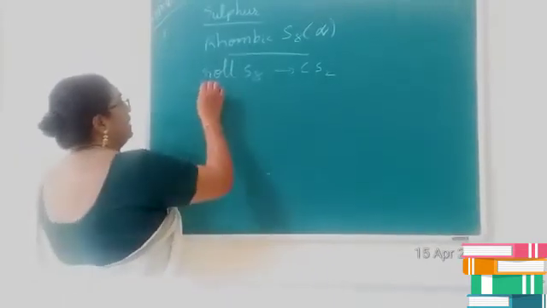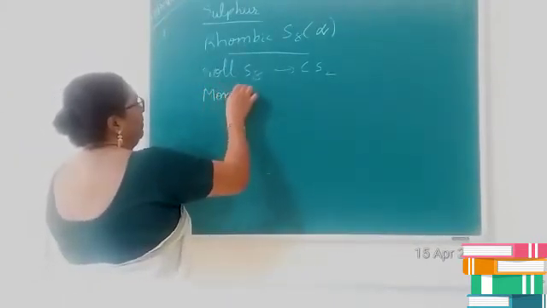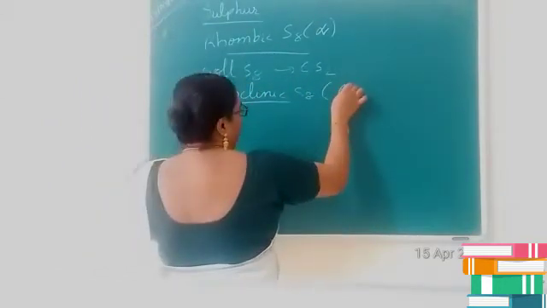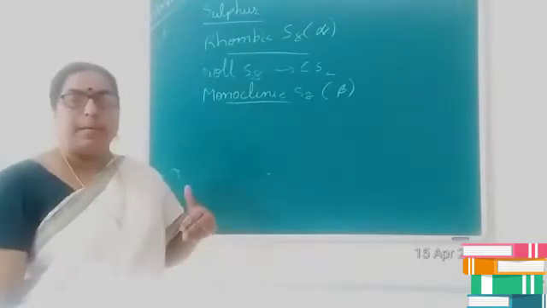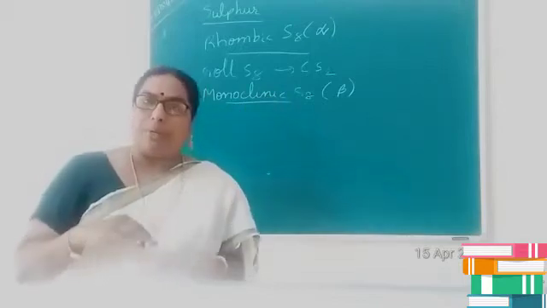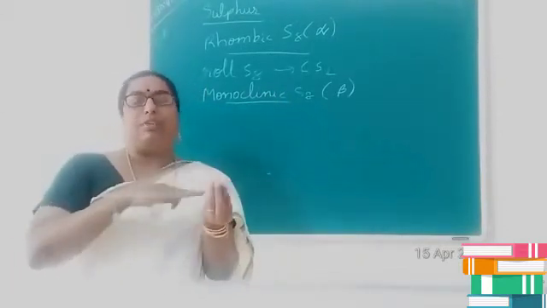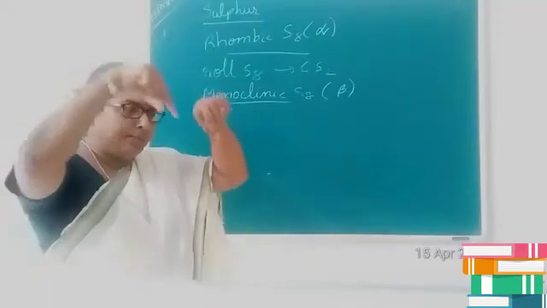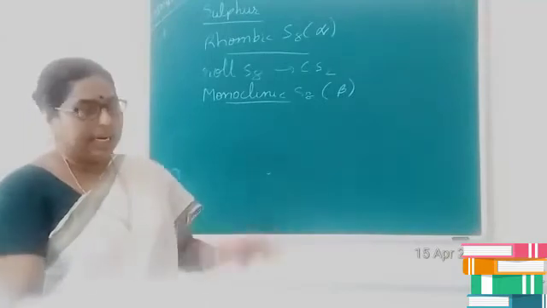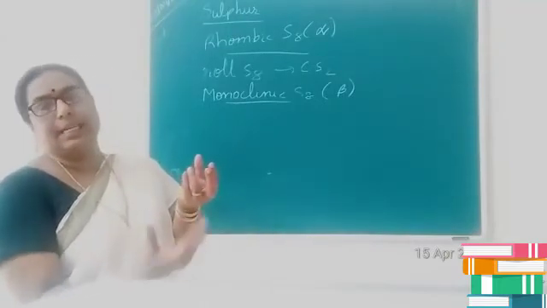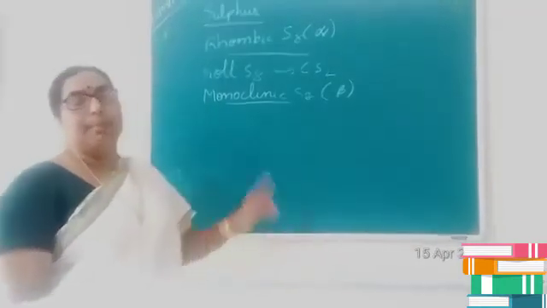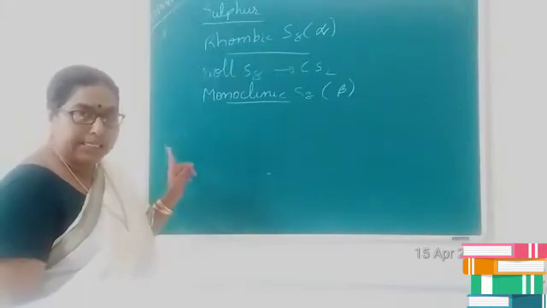Now the second allotropic form of sulfur is called monoclinic sulfur, or the beta form. Now melt rhombic sulfur in a china dish by heating it and allow it to cool. After cooling, a crust will be formed on the surface. Pierce two holes on the surface of this crust and take out the liquid from the china dish. Whatever is left inside the china dish will be colorless, needle-shaped crystals, which is termed monoclinic sulfur. Is it clear, children?